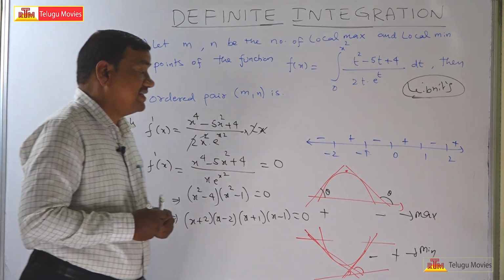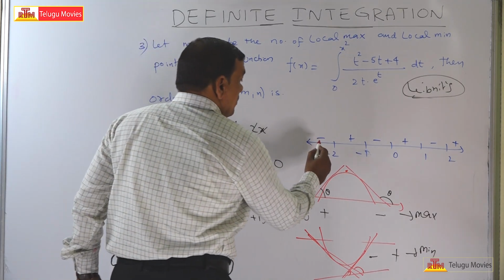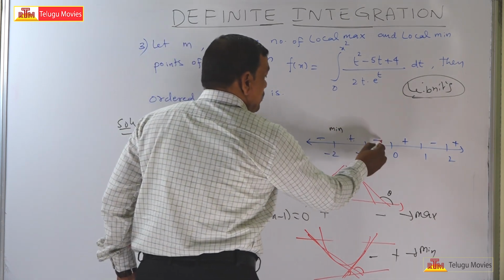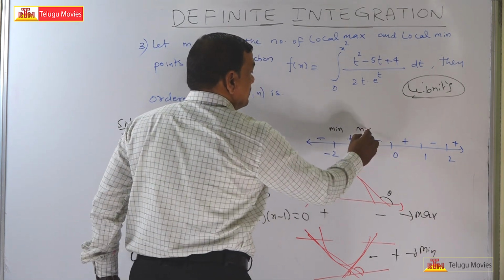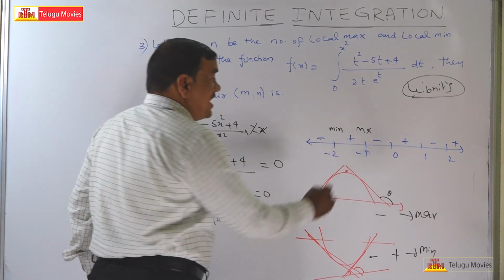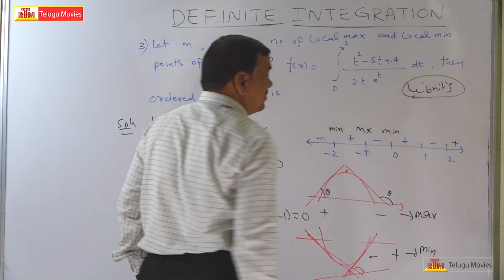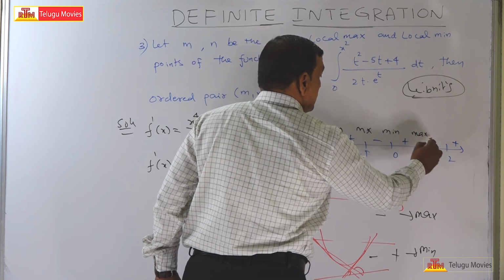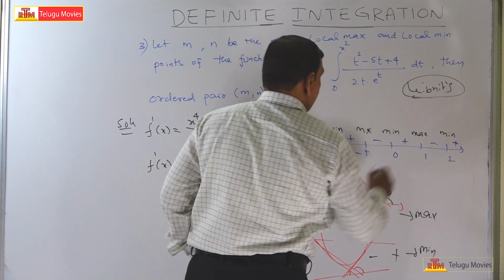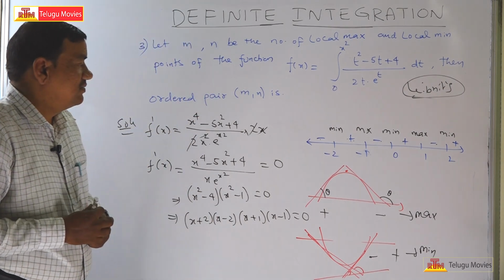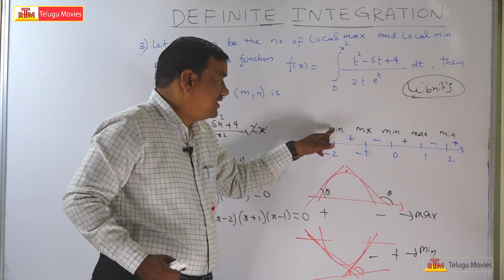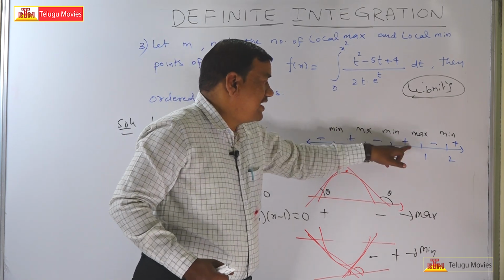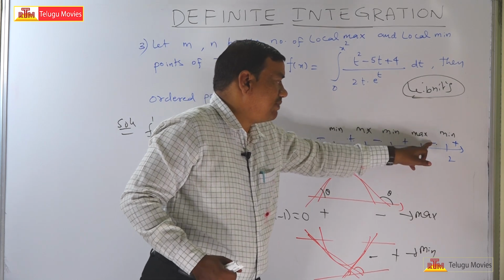Let us check here how many changes are there. So, here minus to plus, this is minima, plus to minus maxima, minus to plus minima, plus to minus maxima, minus to plus minima. Understand? Once again, minus to plus you will get minima, plus to minus maxima.